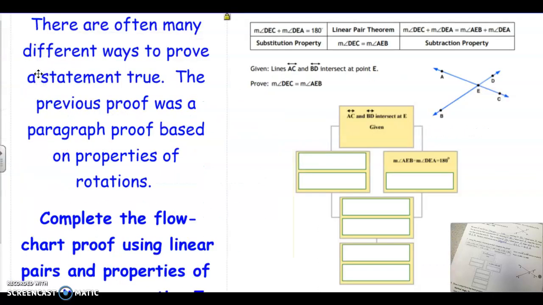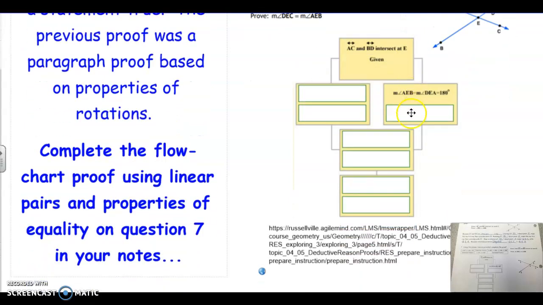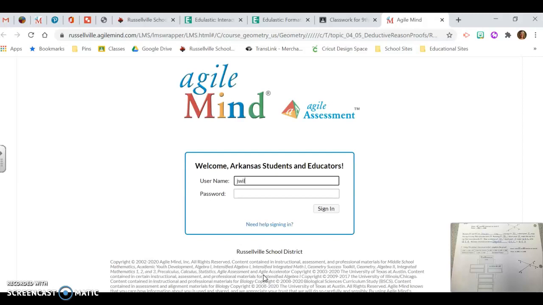All right. So one of the last things we're going to look at is how we can prove the vertical angle theorem differently. We did it doing transformations, rotations, and now we're going to look at using some of the theorems that we've previously talked about. So we have this flowchart proof right here, and here's our choices that we're going to fill in with. So let me go back to AgileMind.